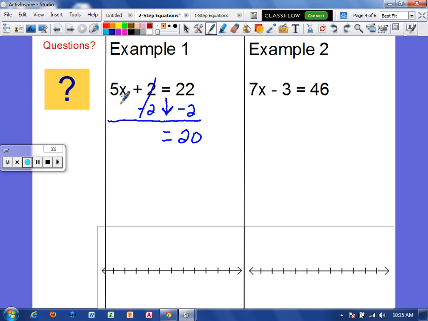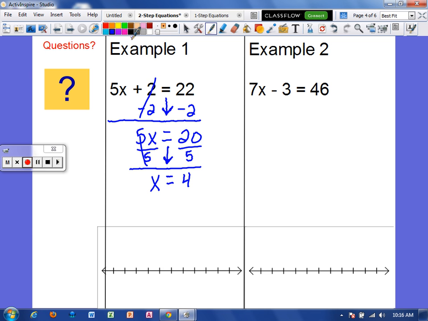Now, I know 5x equals 20, so I'm going to carry that down. Now I have a simple one-step equation. 5 times some number equals 20. So the inverse of multiplying by 5 would be to divide by 5. 20 divided by 5 is 4. 5 divided by 5 is 1, so we're literally left with 1x.